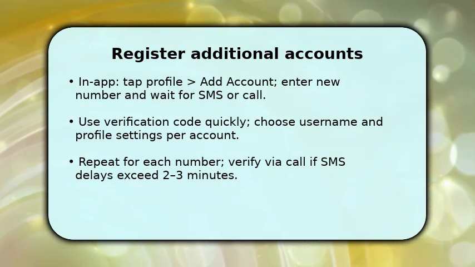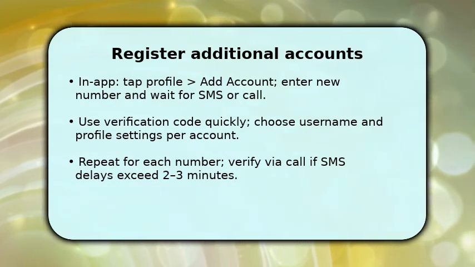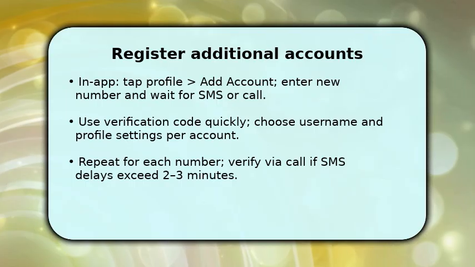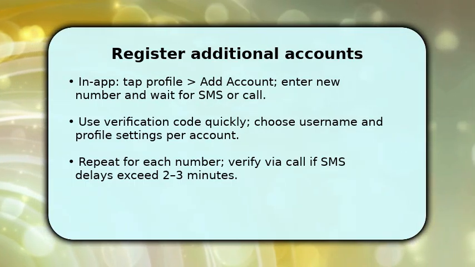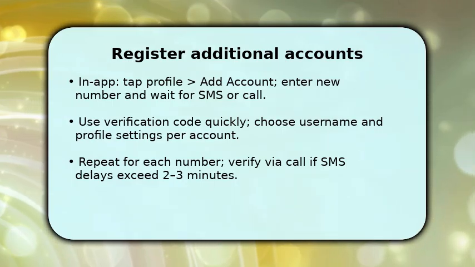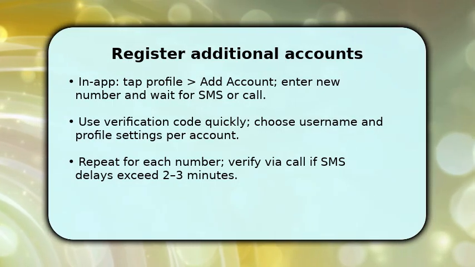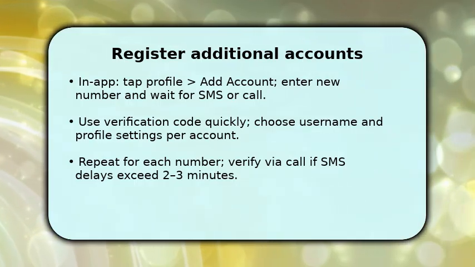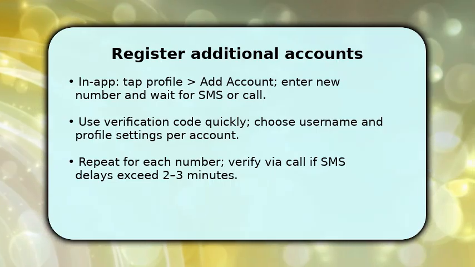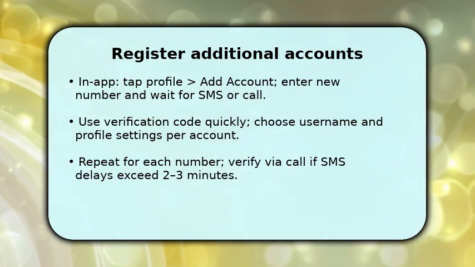Next, add accounts inside Telegram by tapping your profile and selecting Add Account. Enter the new number, then watch for the SMS or accept the automated call to capture the verification code. Paste or type it immediately. After verification, pick a username, display name, and privacy settings for that account. Once verified, switch between accounts with the sidebar.